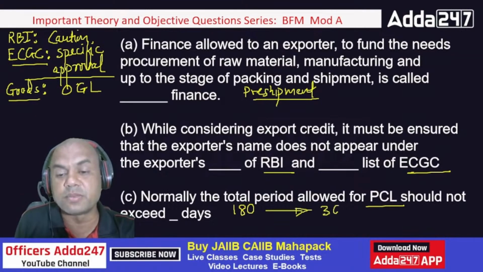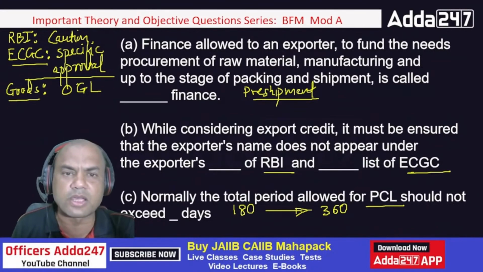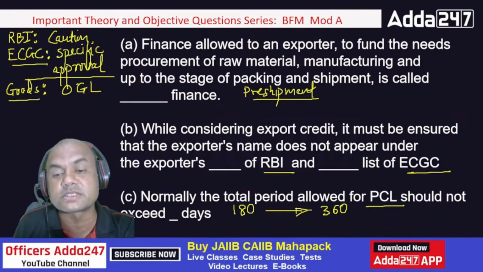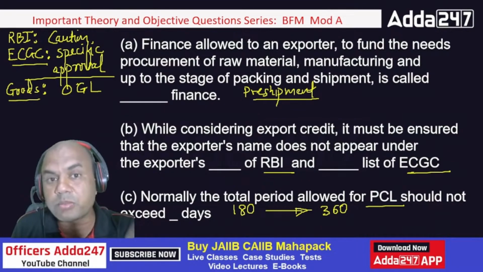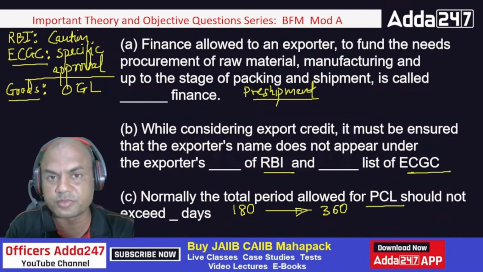Normally, any PCL should not exceed 180 days, but the maximum period is given by RBI as 360 days. It means 99% of the customers will be treated with 180 days. In a specific case, if something untoward happens because of the client, on a case-to-case basis you can extend up to 360 days, but not beyond this. At any cost, not beyond 360 days. Okay, got it clear?